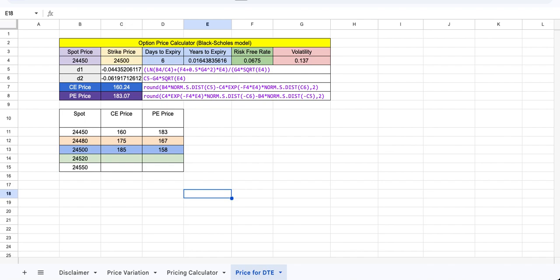So this is mostly what I wanted to cover in this session. You can create your own spreadsheet by copying the formula and changing different parameters, play with the option prices, and see which parameter changes the pricing and how.